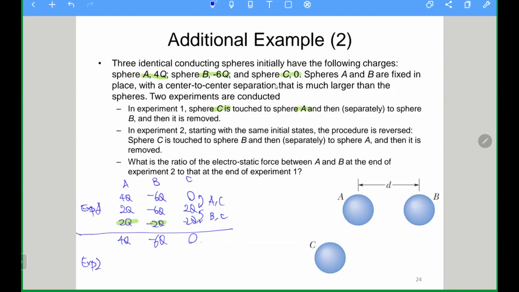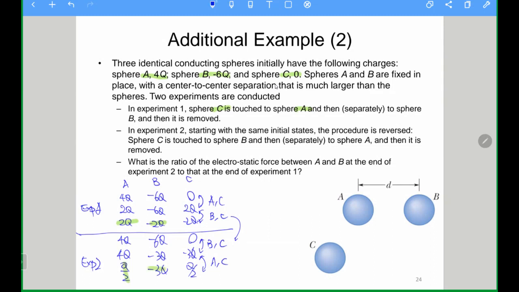Here we try to touch B and C first, so we swap the order, and then touch A and C. When we touch B and C first, negative 6Q plus 0 is negative 6Q, divided by 2 is negative 3Q. So we have negative 3Q, negative 3Q, and then 4Q here. And then the next is to touch A and C. So 4Q minus 3Q is Q, divided by 2 is half of Q. Q over 2, Q over 2, and then negative 3Q. So here we also want to consider these two values.